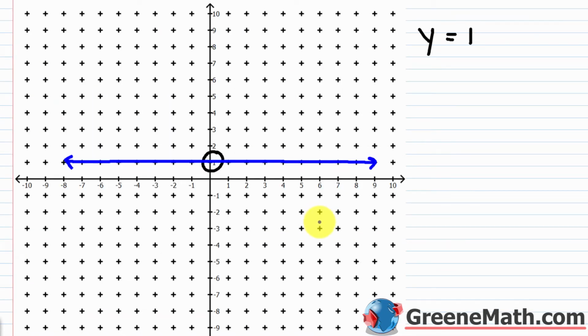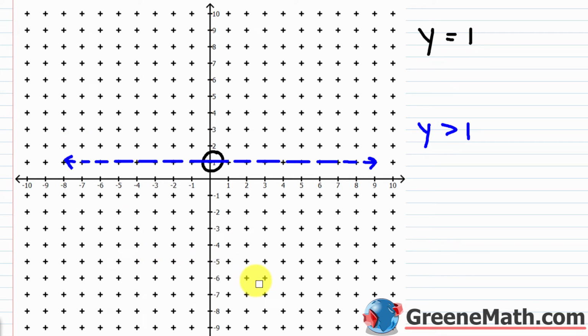So what we do is we make this a dashed line. So y is greater than 1, we would have a dashed line. So let me take my eraser now, and we will break this guy up. And again, this identifies that points on this line are not part of the solution.